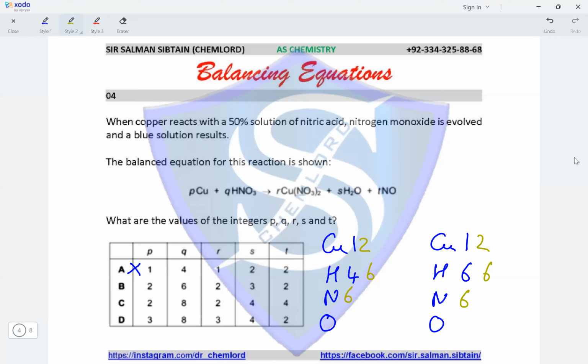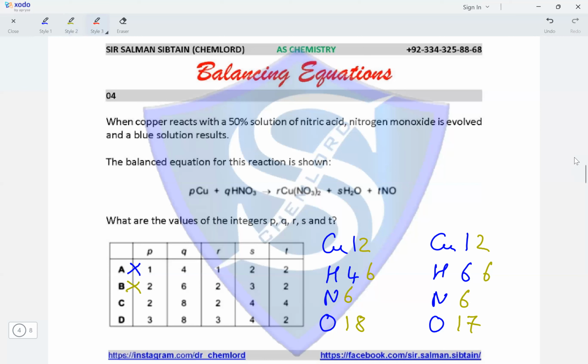For oxygen on the left, we've got a value of Q to be 6. So 6 threes are 18, 18 oxygen on the left. On the right, the value of R is 2, so 6 times 2 is 12 oxygen with respect to R. With respect to S, the value is 3. So 12 plus 3 is 15. And with respect to T, the value is 2. So 15 plus 2 is 17, making the number of oxygen atoms inconsistent. So this eliminates option B.